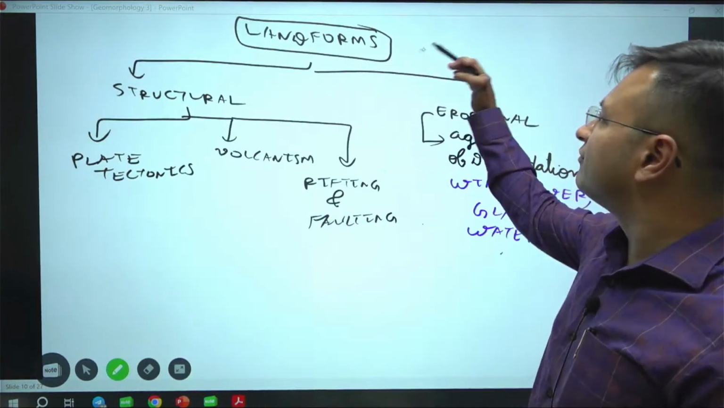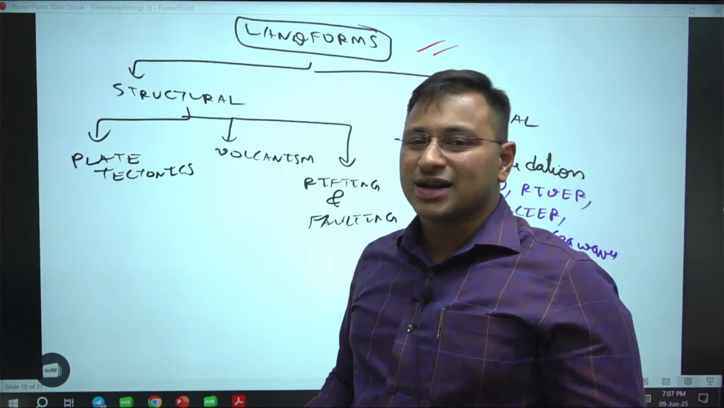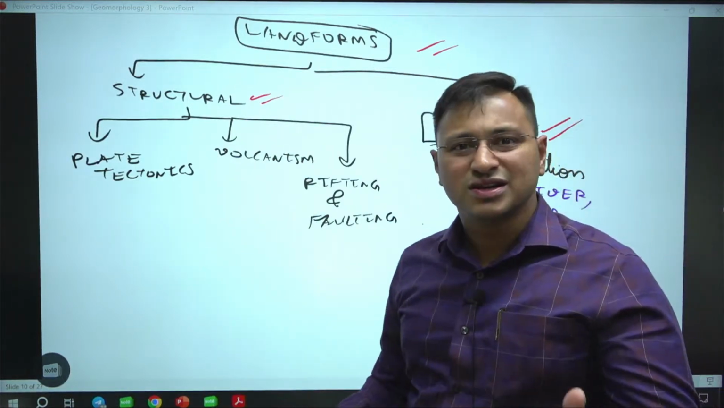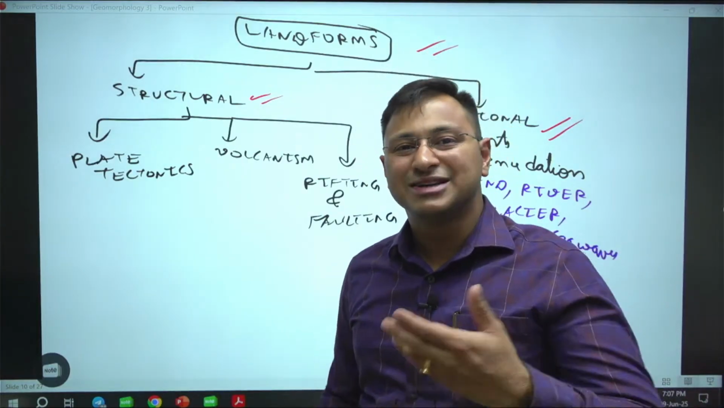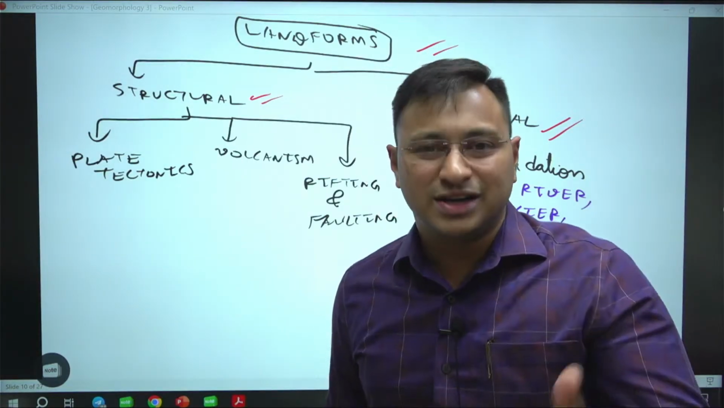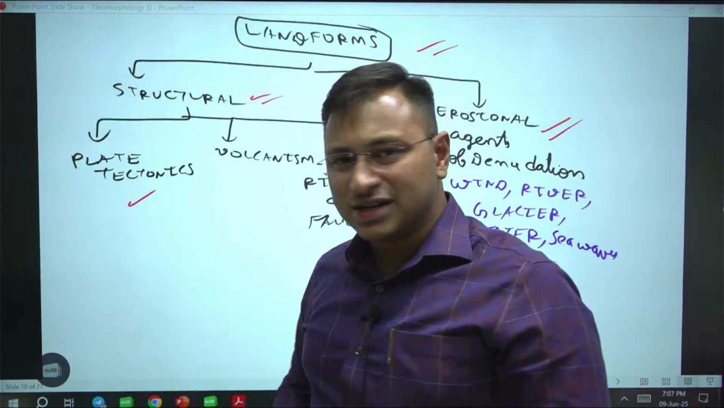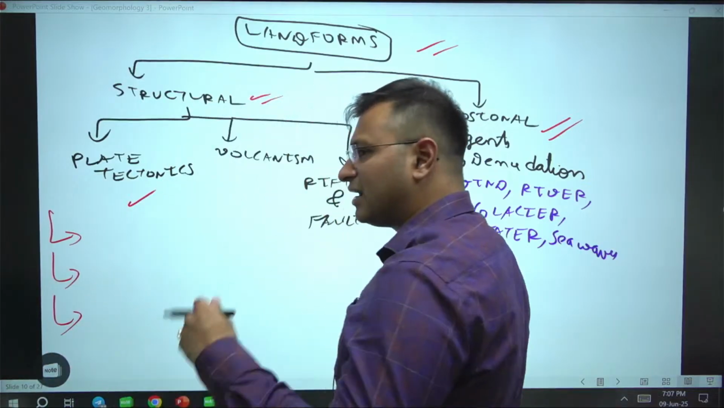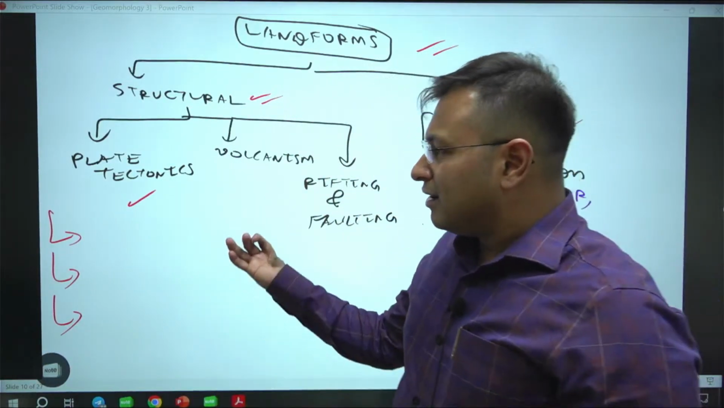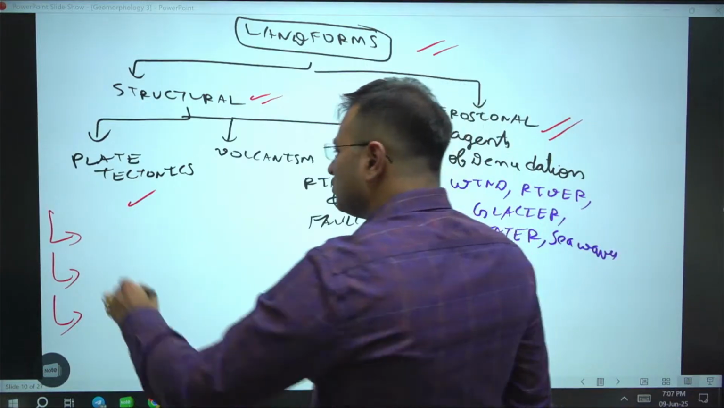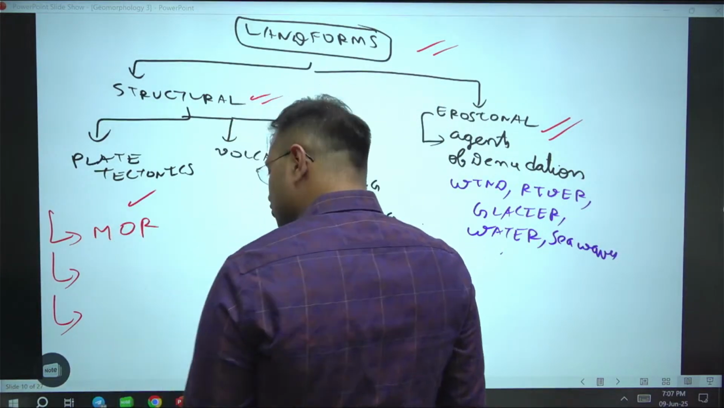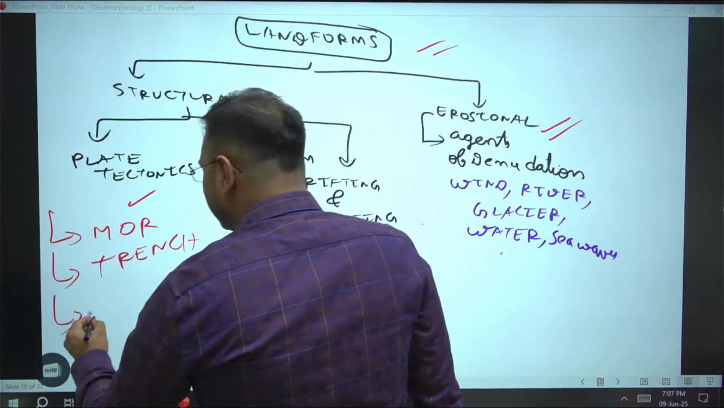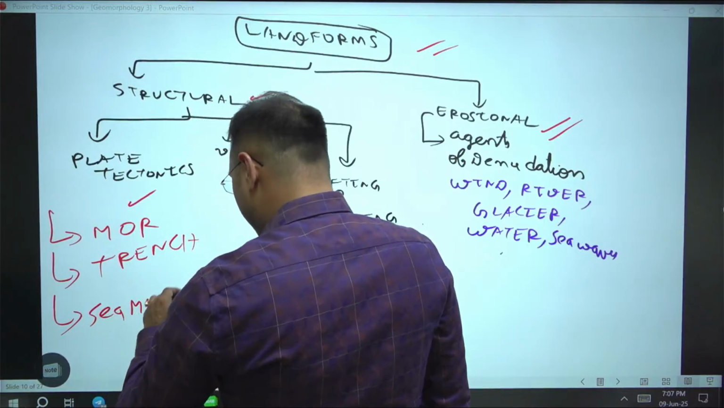If I'm talking about landforms, guys, typically they are classified into two parts: structural landforms and erosional landforms. Structural landforms are those created due to endogenetic processes. So we can have structural landforms created because of plate tectonics. As my colleague Bhuvan sir has already explained, some of the landforms created as a result of plate tectonics are the mid-oceanic ridges, the trench locations, and also the sea mounts and guyots.